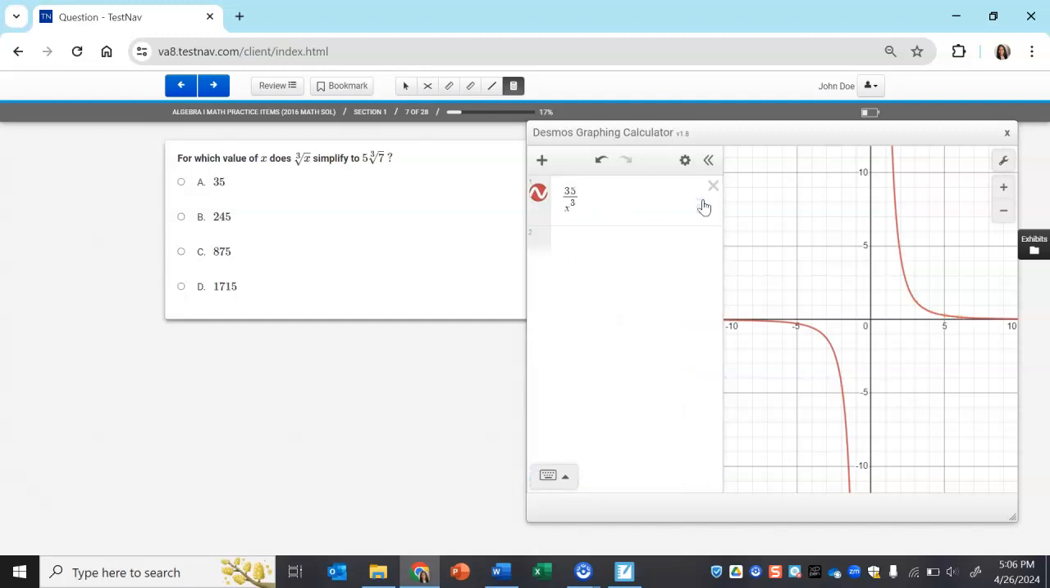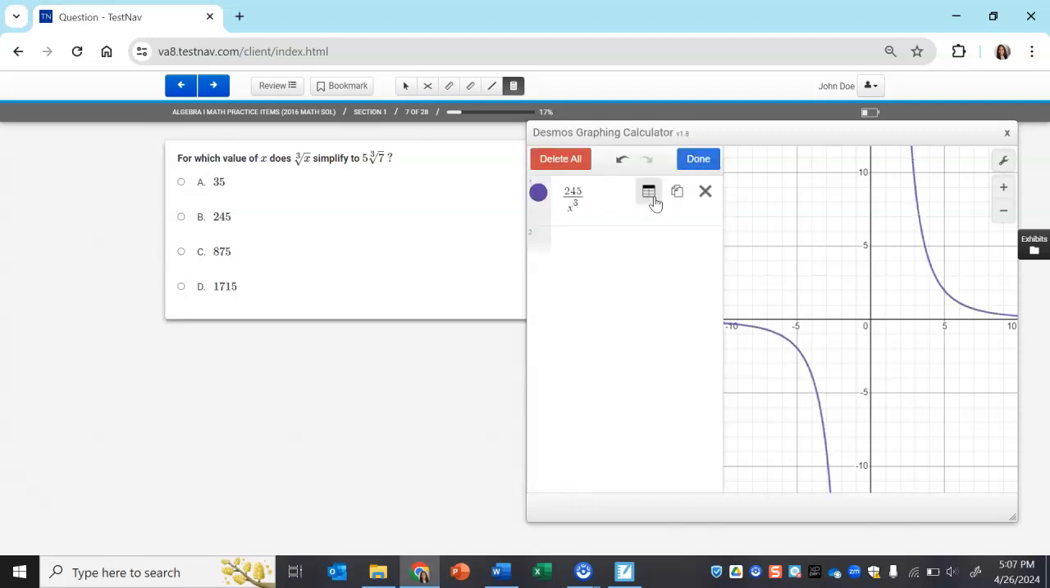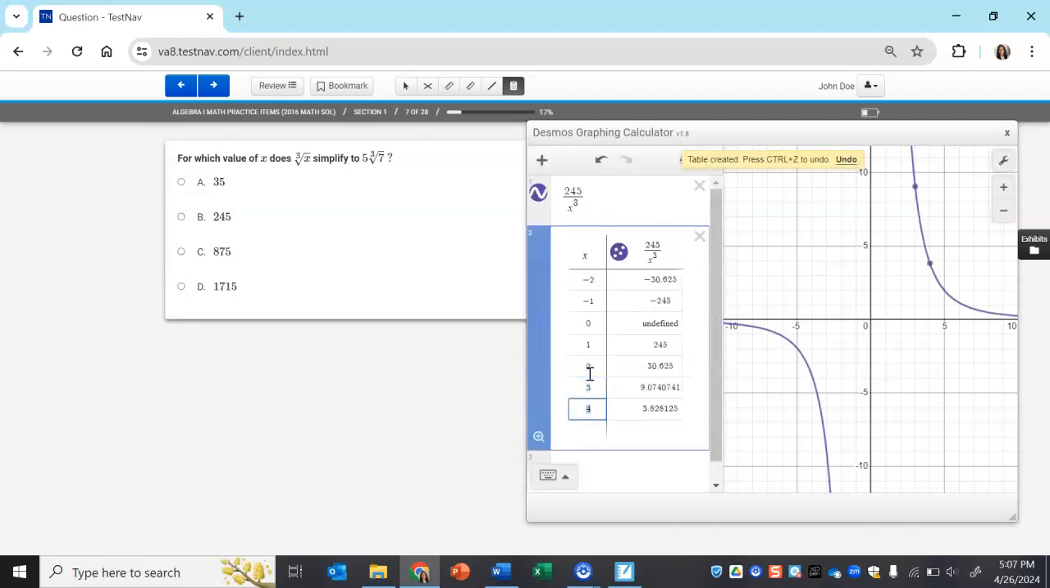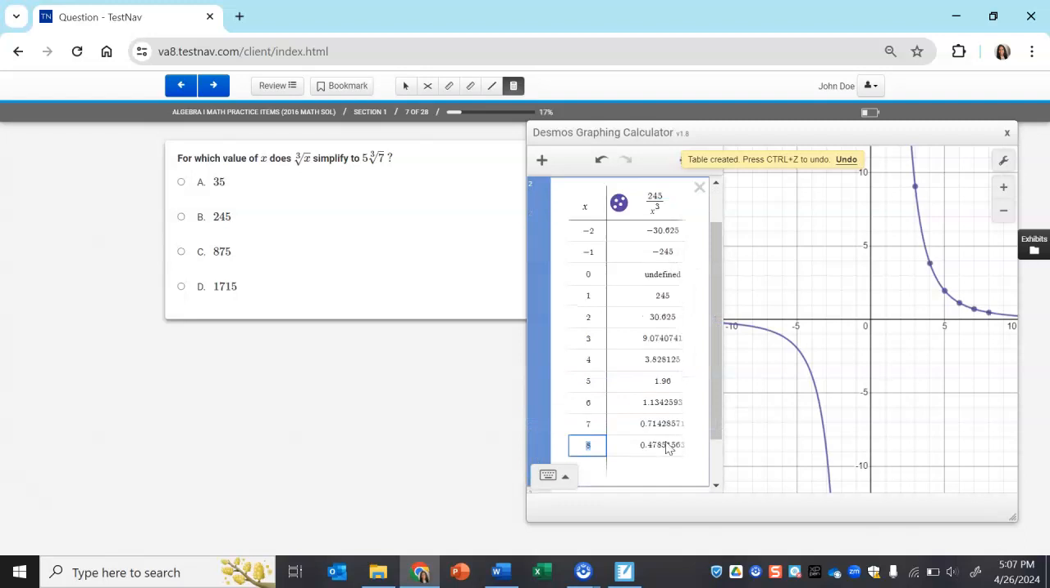So I'm going to try the next one. So you're going to do 245 over x cubed, turn it into a table, press the last button, make sure to go to like 0 point something, go back up, same deal, 1 and 245, that doesn't work.